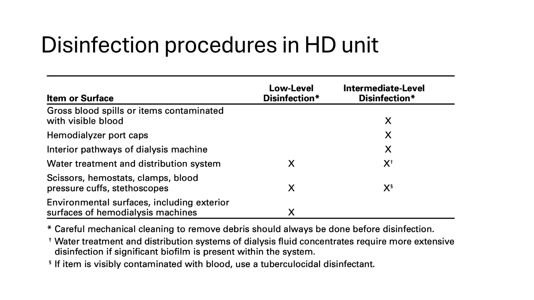Tools such as scissors, hemostats, clamps, and stethoscopes can be cleaned with low level, but if they are visibly contaminated with blood, we need intermediate level. Finally, environmental surfaces and the exterior of the dialysis machine are cleaned with low-level disinfection as part of routine practice. The key message is, visible blood equals intermediate level, routine cleaning equals low level.